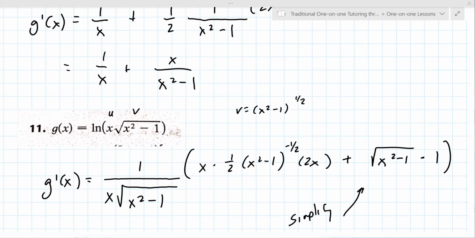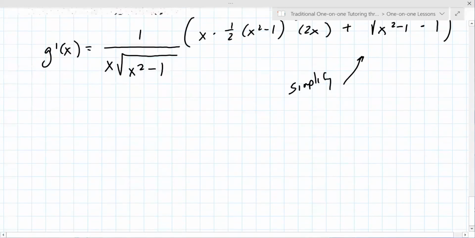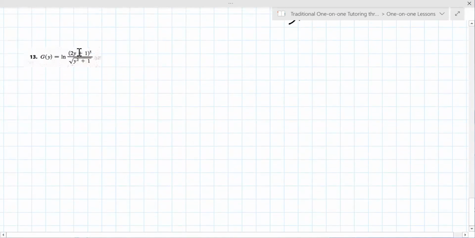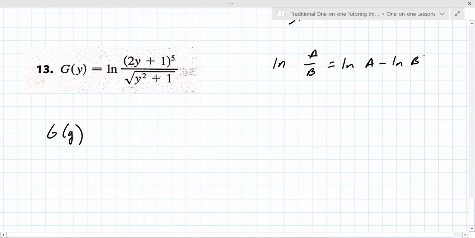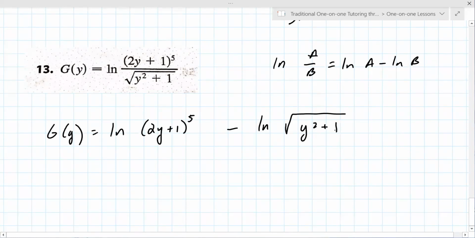Okay, number 13. All right, we got g of y equals, now we're going to use a rewrite step here. So again, natural log a over b is natural log a minus natural log b. So this is natural log 2y plus 1 to the 5th minus natural log square root of y squared plus 1. So just breaking it apart, nothing else there.